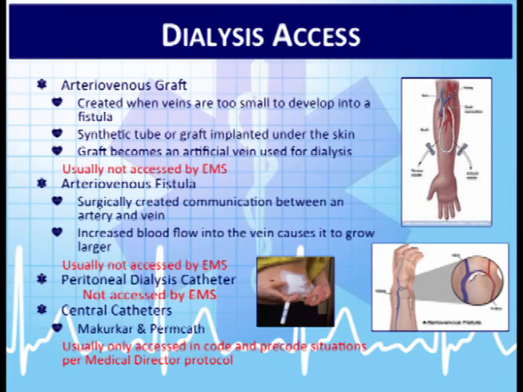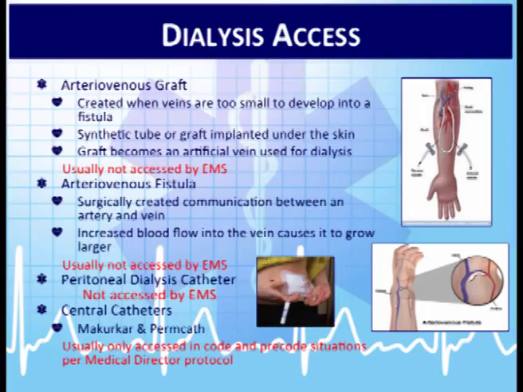We talked about the different types of dialysis and the access. The graft is created when veins are too small to develop into a fistula. So they have to put a synthetic tube, or a graft, under the skin, and that graft becomes an artificial vein used for dialysis. Again, usually not accessed by us pre-hospital.